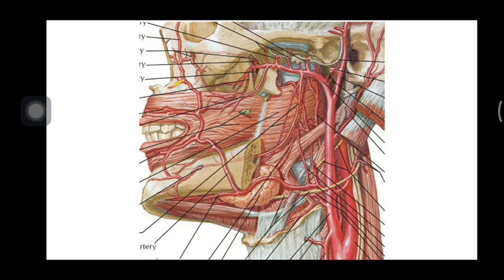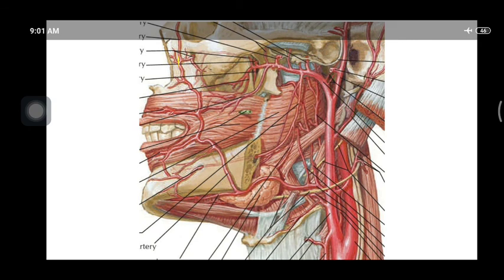The next artery will be the lateral nasal artery, and this facial artery ends by anastomosing with the dorsal nasal branches of the ophthalmic artery. This is the dorsal nasal branch. Facial artery goes there and anastomoses with it.